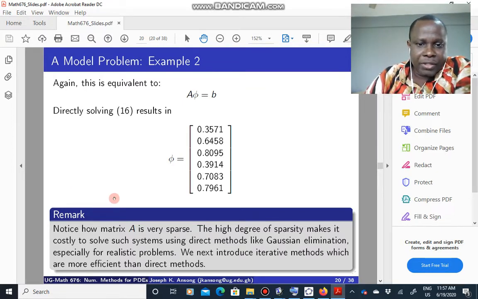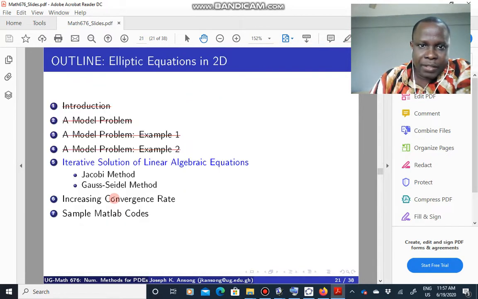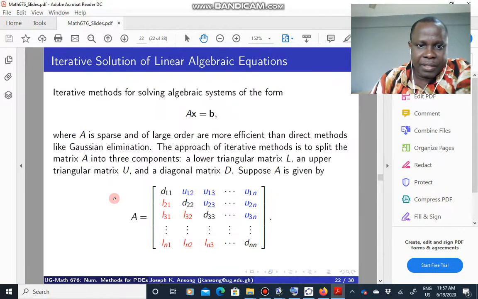So what we're going to do is actually develop so-called iterative methods. That is the Jacobi and Gauss-Seidel methods for solving them. So that is what we're doing next. Okay, so let's move straight to iterative solutions of these elliptic equations.